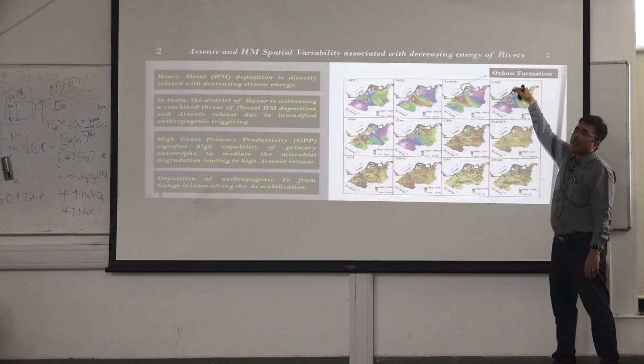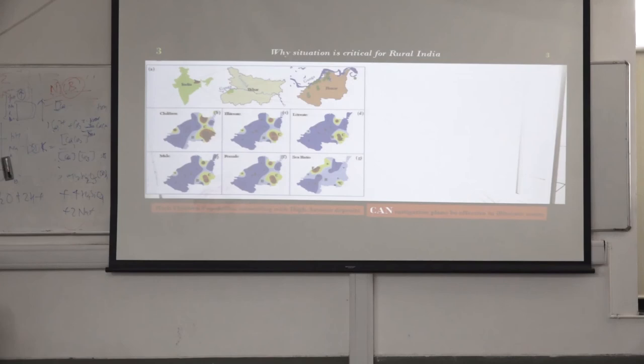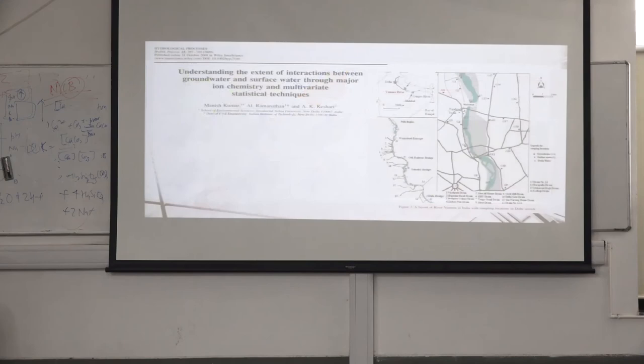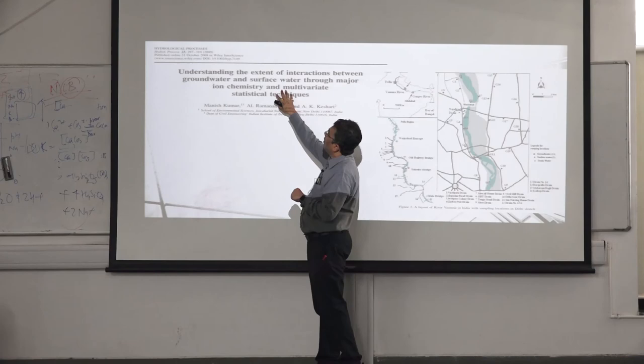That will also have health implications, so in a place where there is high arsenic, there are high health implications. This is my paper on surface water groundwater interaction, published in Hydrological Processes. And this is the Yamuna floodplain.